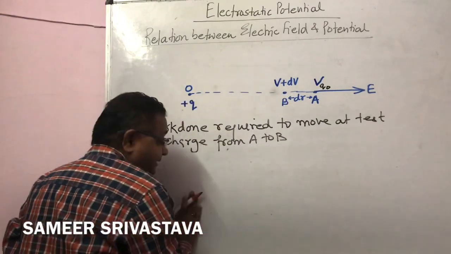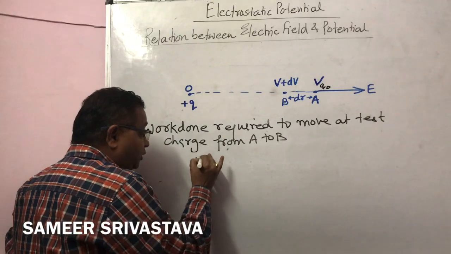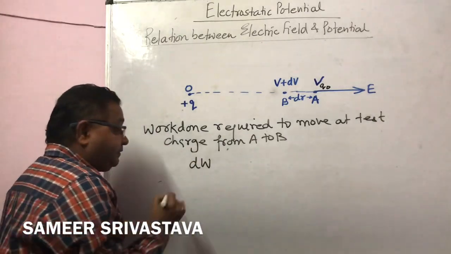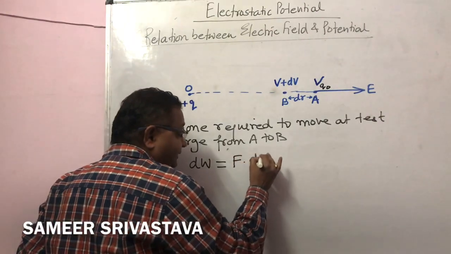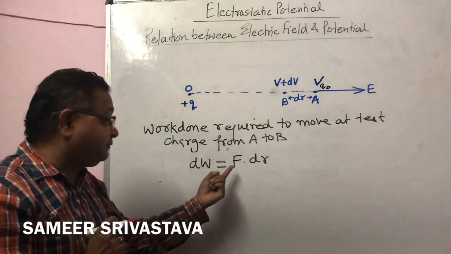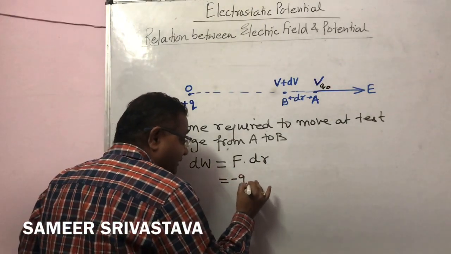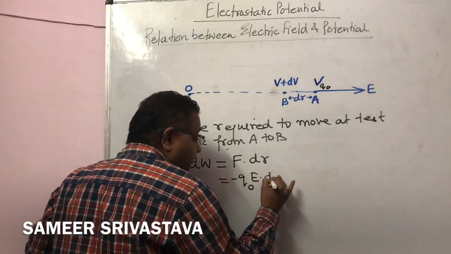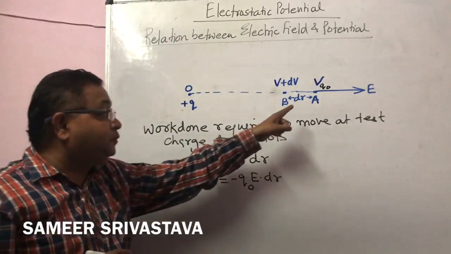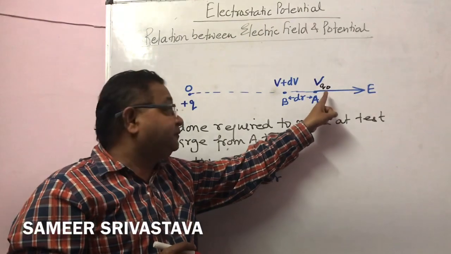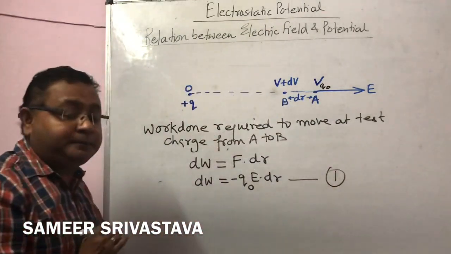As we know that this distance is very small, the amount of work done is also very small. So we write dW is equal to the work done formula, force dot dr, the distance. Put the value of force here: Q naught E dot dr. This much work is required to move a charge Q naught from A to B. I am taking this as equation number 1.